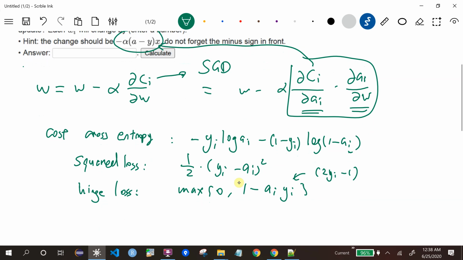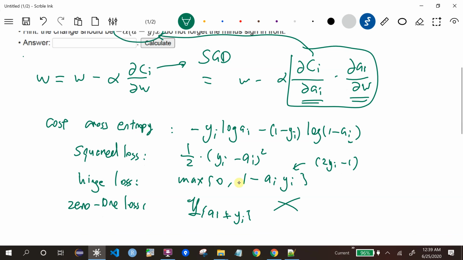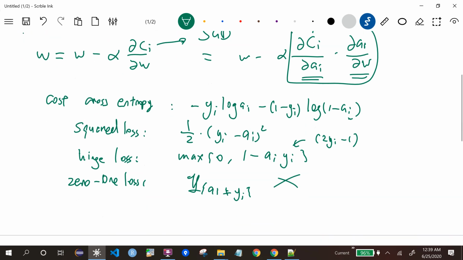And the last one we talked about, I think, is 0-1 loss. It's basically counting how many mistakes we're making, so it's just counting whether a_i is not y_i, and that's not really differentiable. If you differentiate this, it's just 0 everywhere except at one point when they're equal. So that's not differentiable, so we don't use gradient descent with this. Okay, so that's the cost function part.